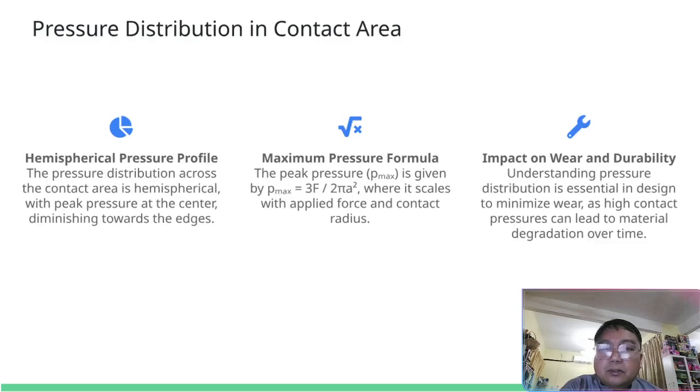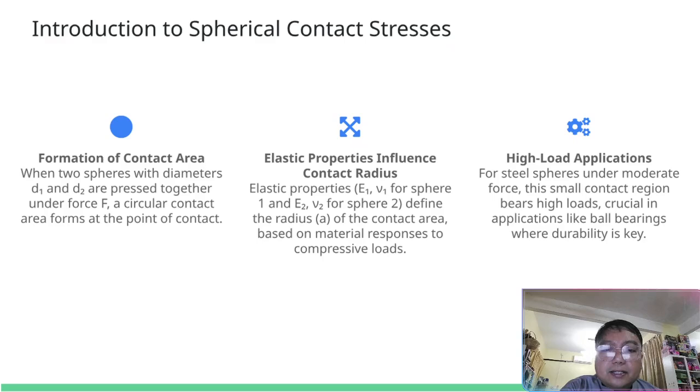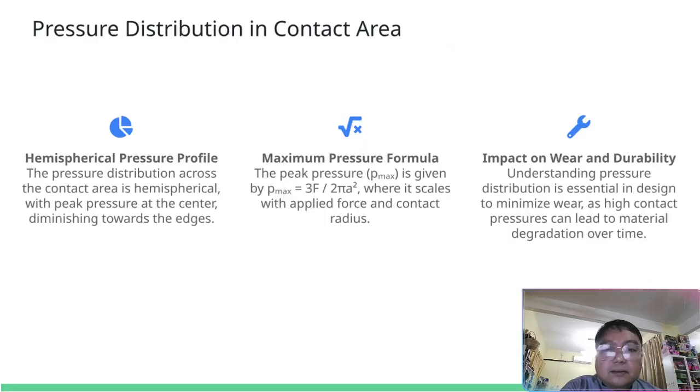So, pressure distribution in the contact area, hemispherical pressure profile. The pressure distributed across the contact area is hemispherical with peak pressure at the center, diminishing towards the edges. You can imagine this ball bearing like here, depicted in the right picture in 2A. The pressure is large on the contact surface, and left and right of the contact surface, the pressure diminishes.